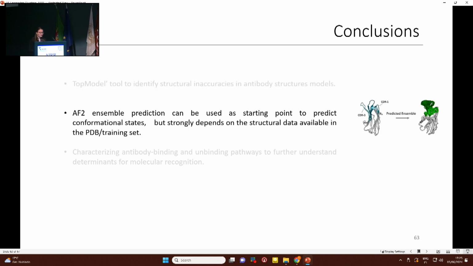And I hope I could convince you also that AlphaFold ensemble prediction can be used as a starting point to predict conformational states, but always strongly depends on the available data. If you want to predict a novel protein that nobody has seen before, you will not be lucky, most probably, by predicting different conformational states of this protein.